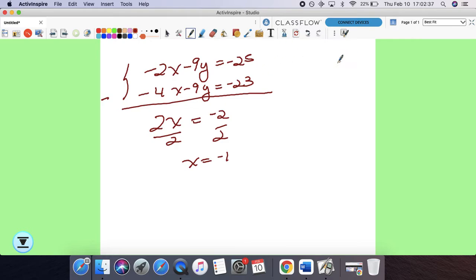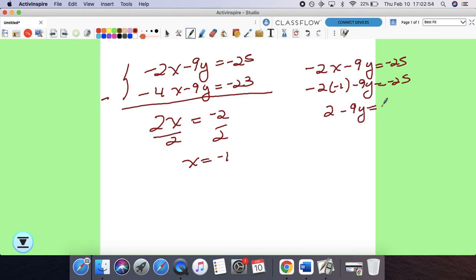Pick either of the equations to find y, so let's just pick the top one, -2x minus 9y equals -25. I know what x is, so I'm going to substitute that with -1. Minus 9y equals -25. This is positive 2. Minus 9y equals -25, minus 2 on both sides. -9y equals -27. Divide both sides by -9. Negative divided by negative is a positive, and we get y equals positive 3.